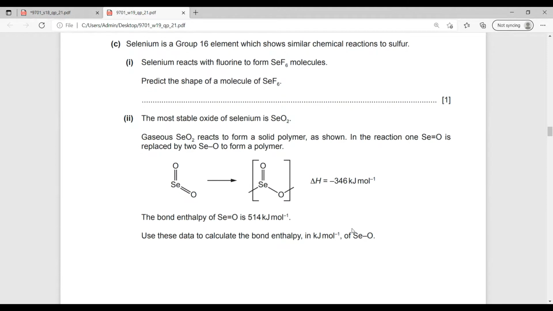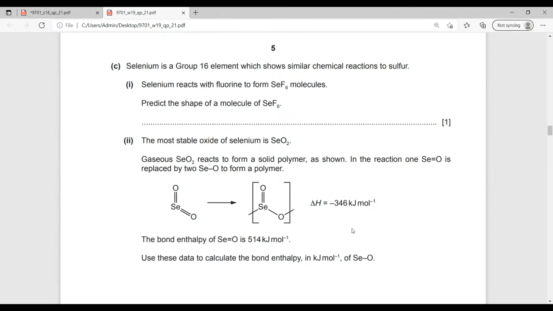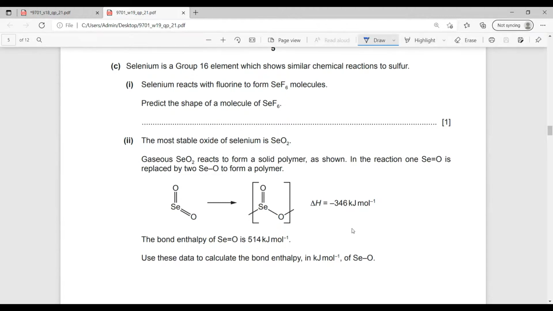Okay, let's move on to what's relevant. So selenium is in group 16, which is basically group 6, right, if you just ignore the transition elements, which shows similar chemical reactions to sulfur.